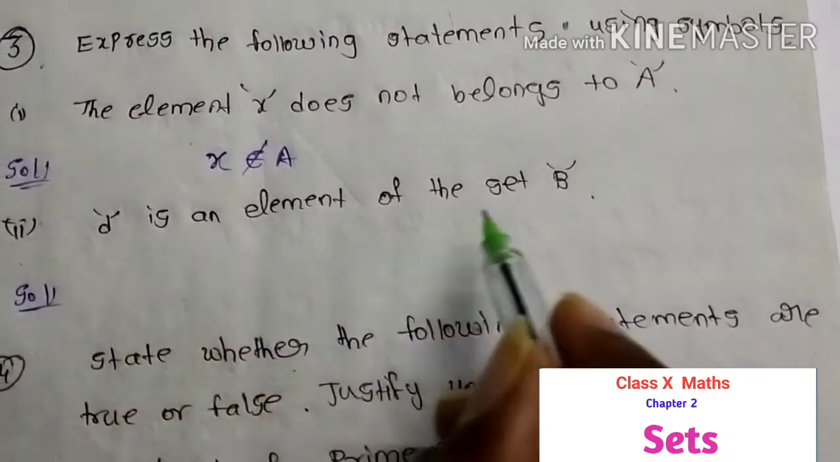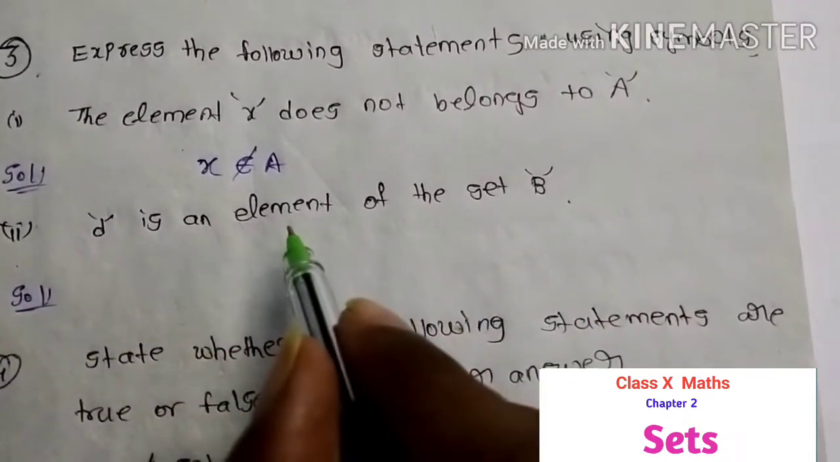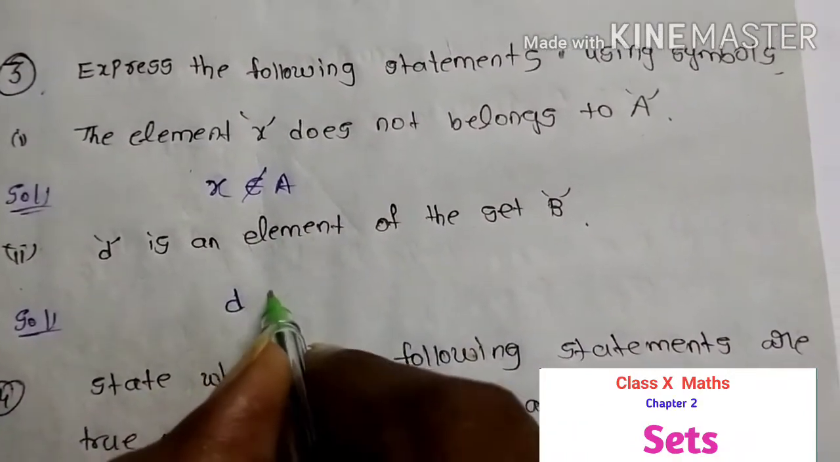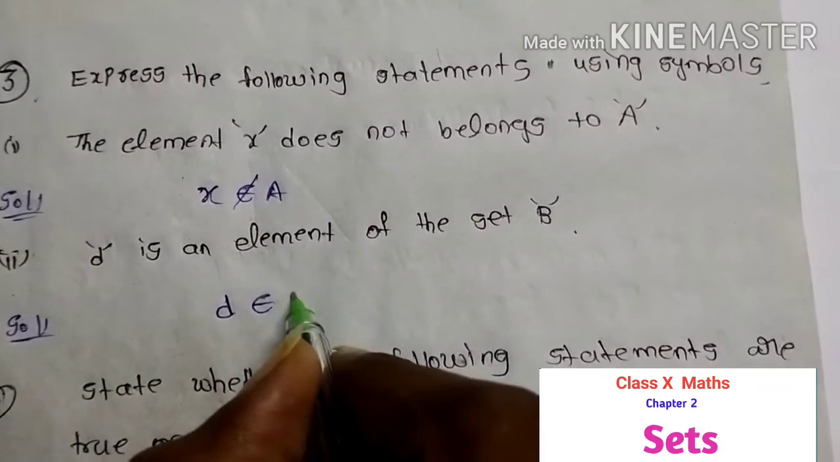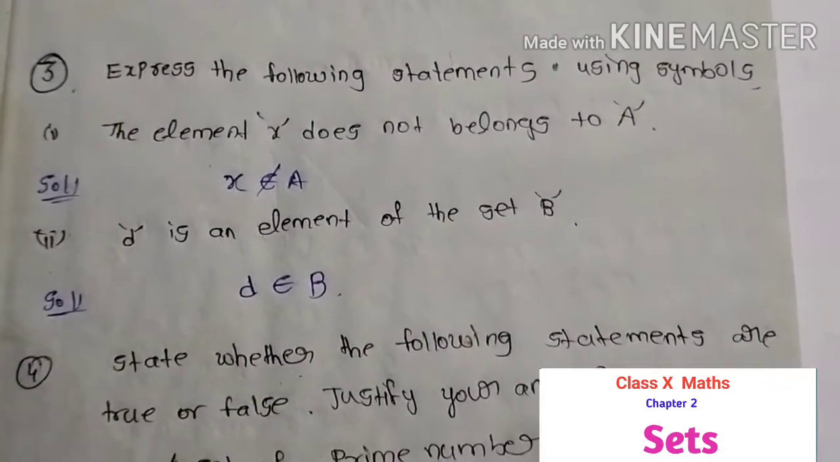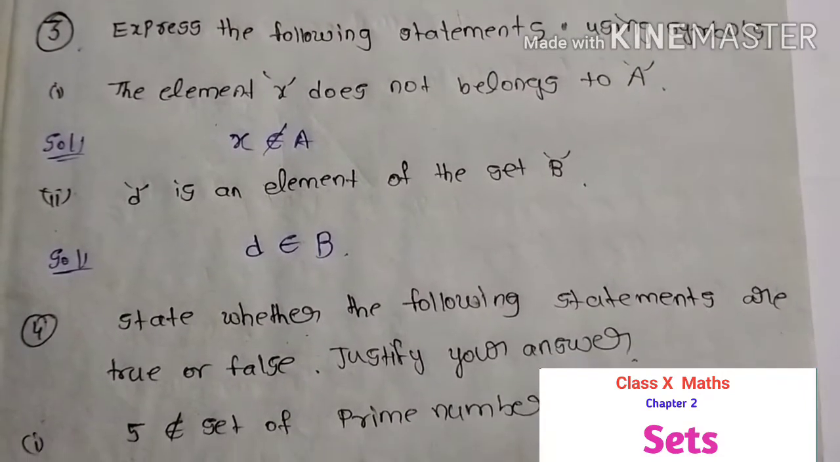For example, one more question you can see here. d is an element of the set B. d is an element, that means here element means it is the belongs to. You can write here belongs to. Which set? B. Over. Is it okay? In the similar way, you can do the remaining problems in the same bit.